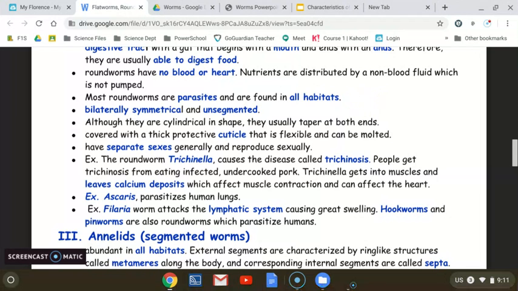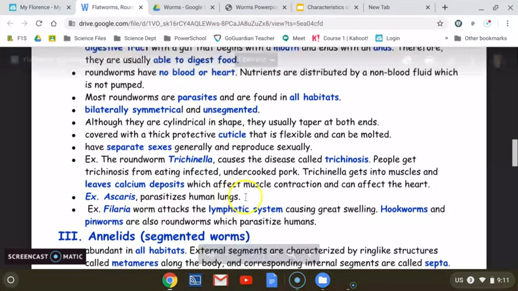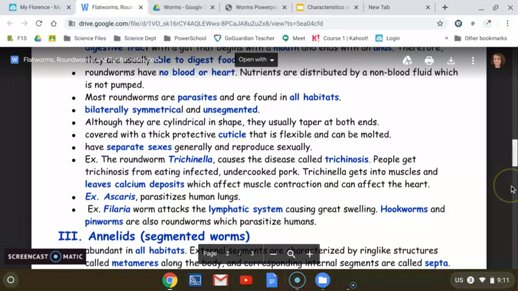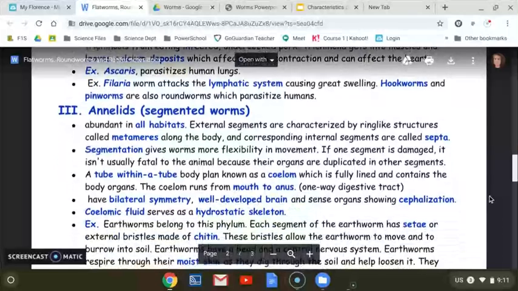Right here you have some examples. Again, people can get these from undercooked pork. It gets into the muscles and leaves calcium deposits, which affect muscle contraction and can affect the heart. For example, you have Ascaris, which parasitizes the human lungs. Filaria, the worm that attacks the lymphatic system, causing great swelling. Hookworms and pinworms are also roundworms, which parasitize humans.